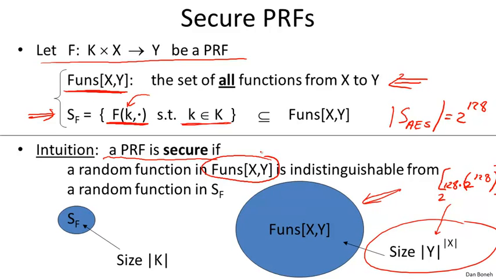Some arbitrary function in this gigantic set of all functions from X to Y, and we say that the PRF is secure if in fact a random function from X to Y is indistinguishable from a pseudo-random function from X to Y, namely when we pick a random function from the set SF. More precisely, the uniform distribution on the set of pseudo-random functions is indistinguishable from the uniform distribution on the set of all functions.